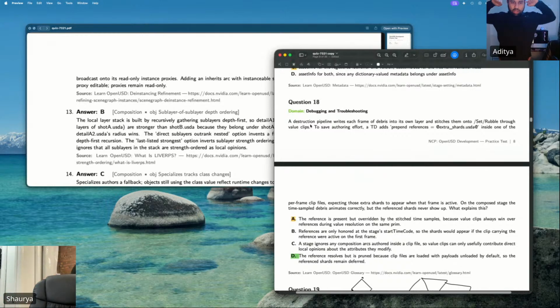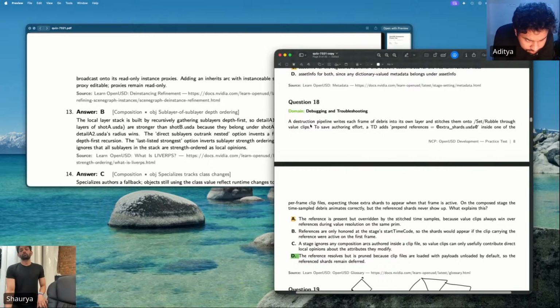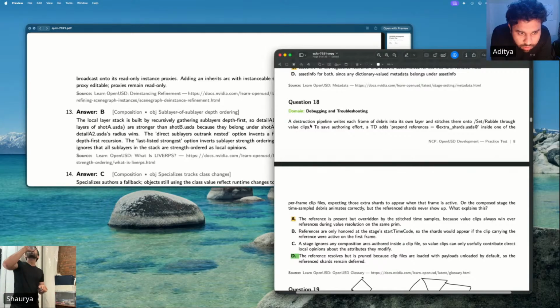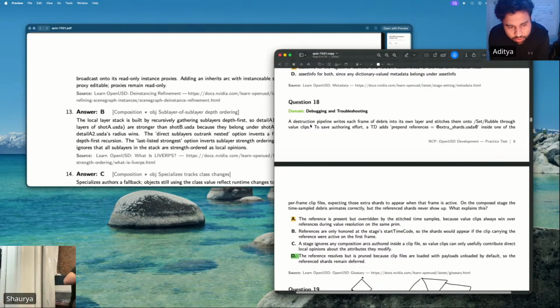Ignore the complex arc, ignore it. So value clips can only be useful for attributes. Oh, so value clips are only for attributes, not for any composition arcs. Okay, I see, I see.